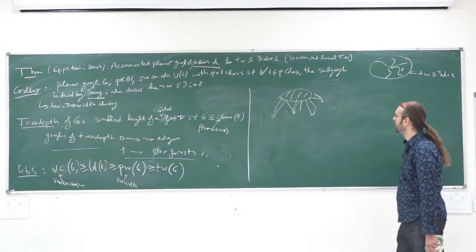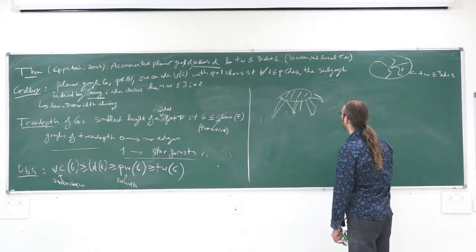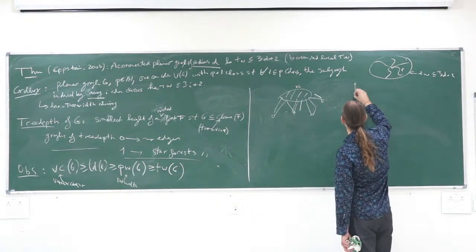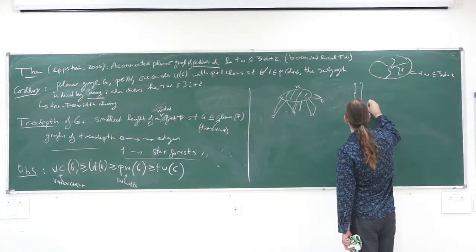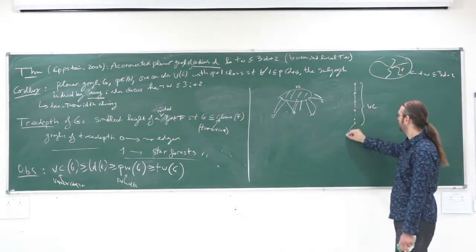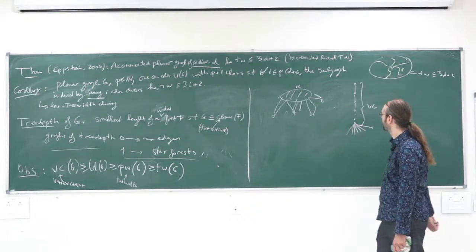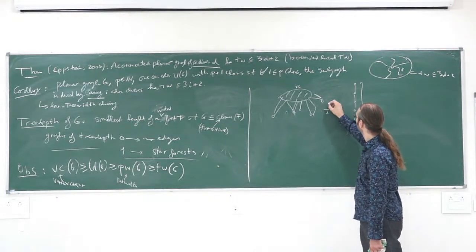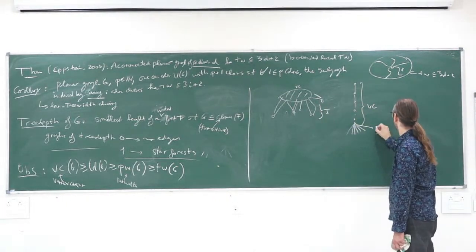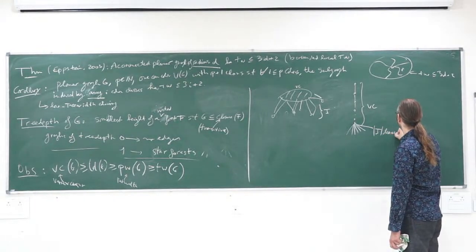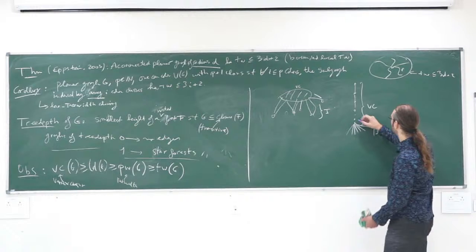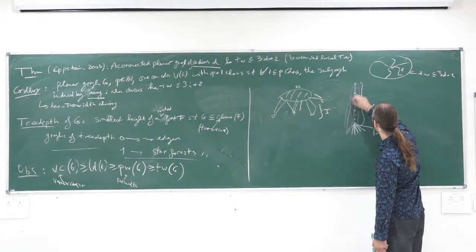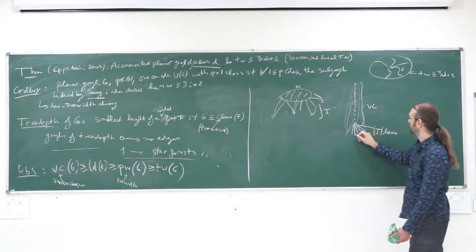Then what do you do? Well, let's say this has size VC. You just take the path like this with VC vertices, and then you put lots of leaves for these guys. Let's call this I. Now what's the closure of this? Here you get a big clique, and these guys go upstairs. Of course this stays an independent set.